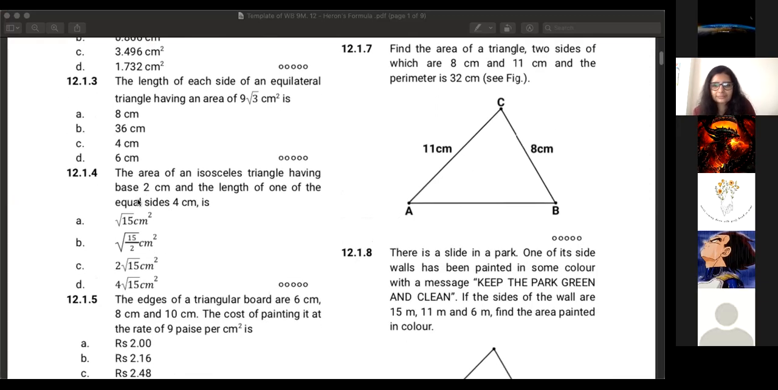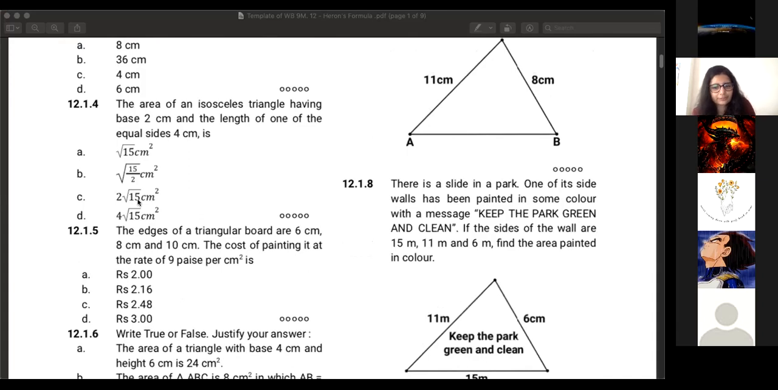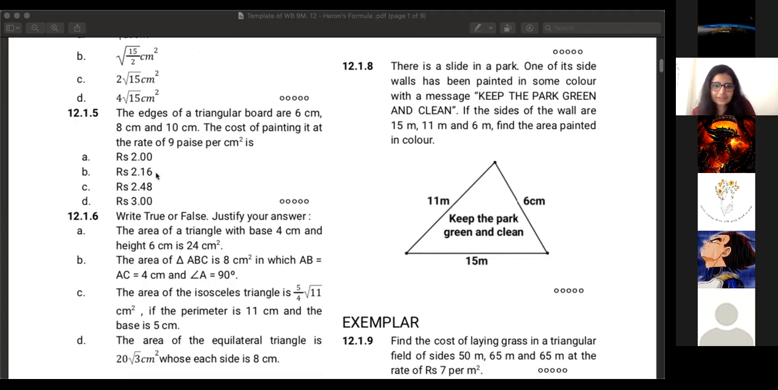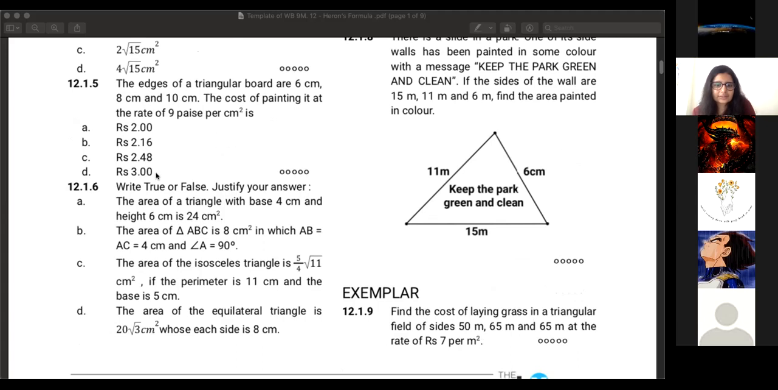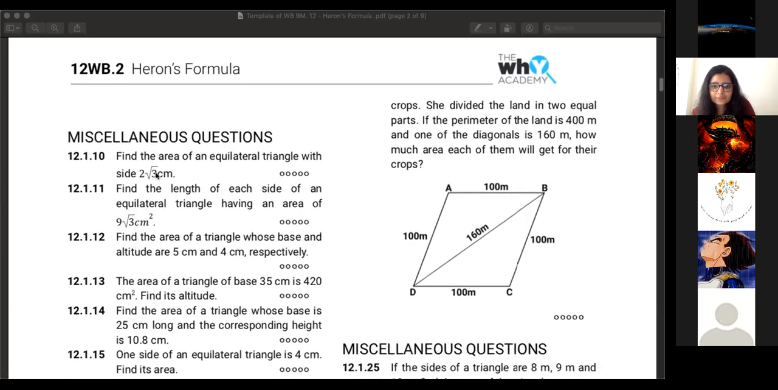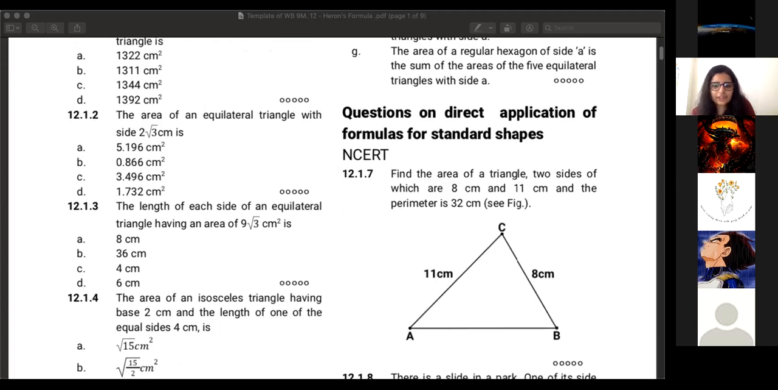All the level 1 questions are going to be like this only. You'll be given either sides of the triangle or whichever, and then you just have to find the area. Like the fifth one says find the cost of painting it. So you have to find the area and then find the cost. That's it. Yeah. Should we end the session here?